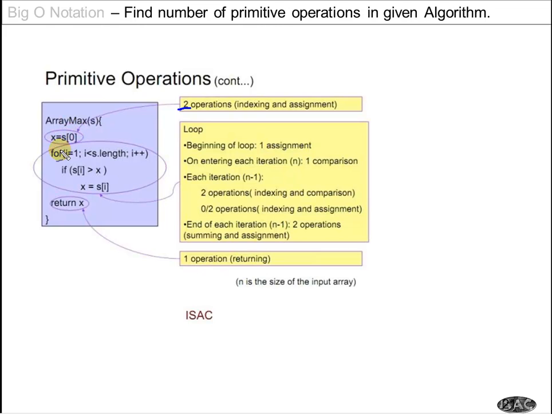Okay. Now come to the next line, the for loop: for i equals 1, i less than S.length, i plus plus. Now how many primitive operations are here? Beginning of loop, one assignment, and that is here, i equals 1. Okay, so i equals 1 is this one. On entering each iteration, one comparison, and that is this one.